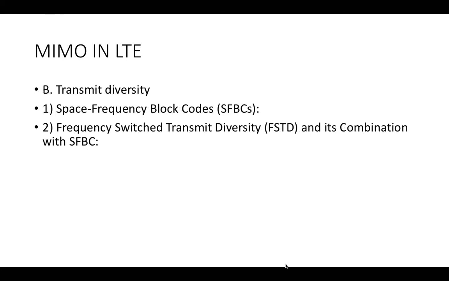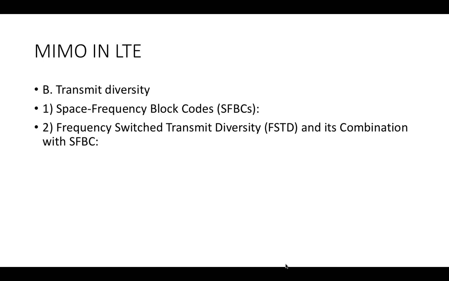The second aspect we are talking about is transmit diversity. The theoretical aspects of transmit diversity were discussed in the last series. Now we will discuss the two main transmit diversity technologies in the LTE system. The first one is the space frequency block code. We also call it SFBC.